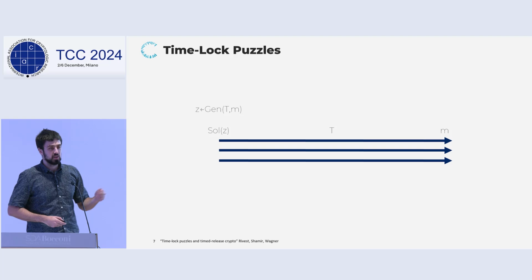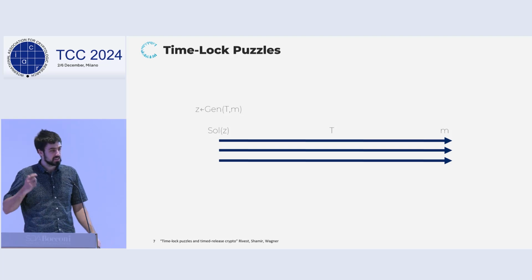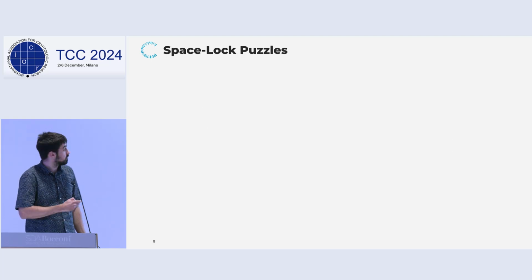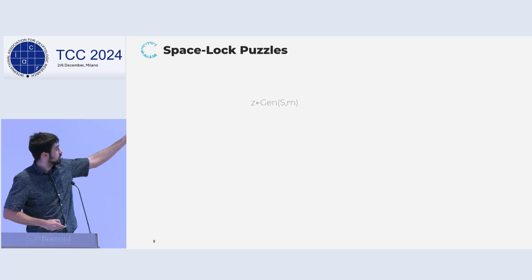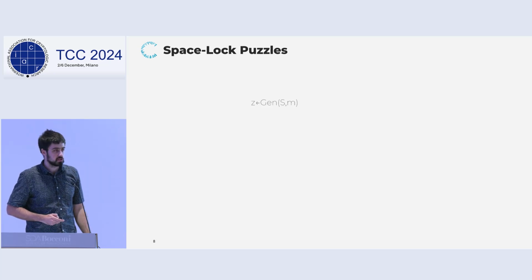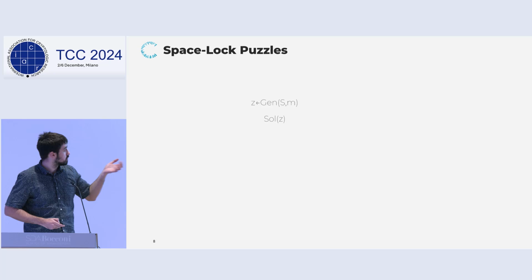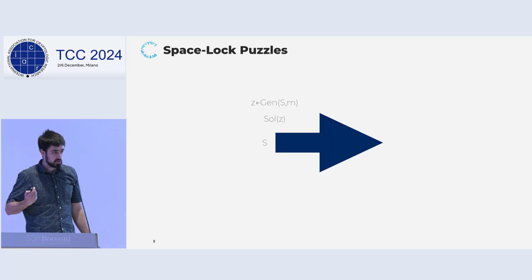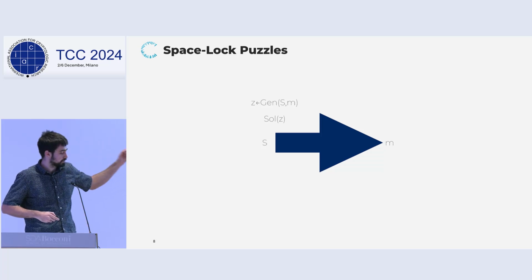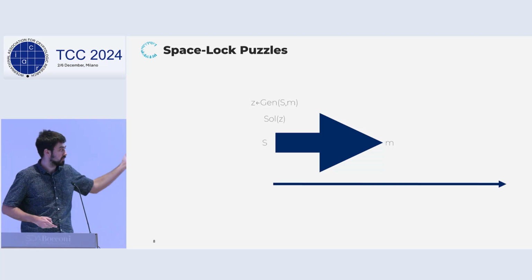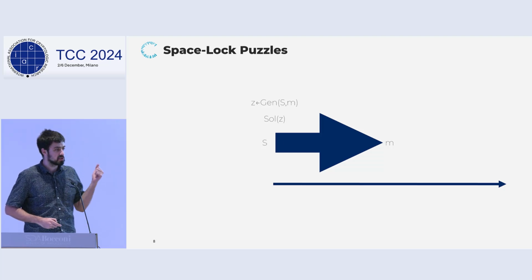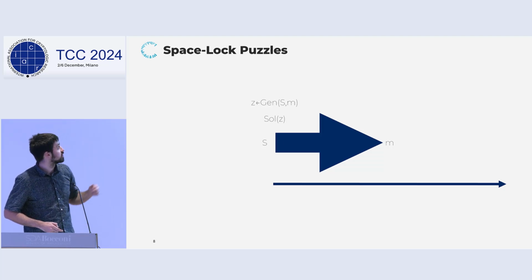And again, because now we don't require time hardness, we require space hardness. We define it in a similar way. You generate a puzzle Z with a space parameter S and a message M. You give this to a solver. The solver needs a lot of space to open this and gets out the message M. If they have little storage but long running time, they will not be able to open it any faster. This construction is a bit simpler to look at, so that's why I go into the details here.